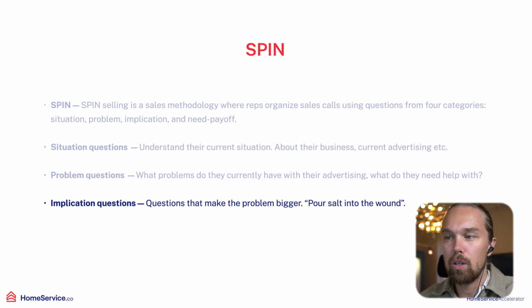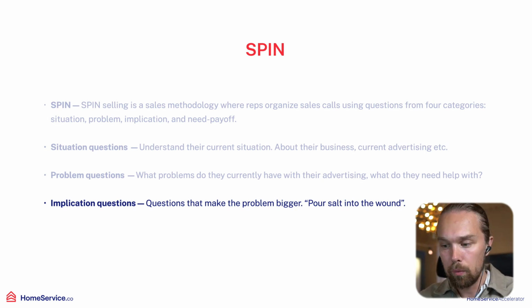So that is basically questions that make the problem bigger, basically pour salt into the wound. So again, if they tell you that, yeah, we're doing door knocking right now, an implication question could, for example, be, okay, why don't you like door knocking? Or why doesn't your sales rep like door knocking? And then they tell you, yeah, well, they don't like the door knock. Most homeowners don't like the door knock. And yeah, it's just an old methodology of sales. And then you can ask them, okay, how do you think that this affects your business in a negative way? That could be an implication question.